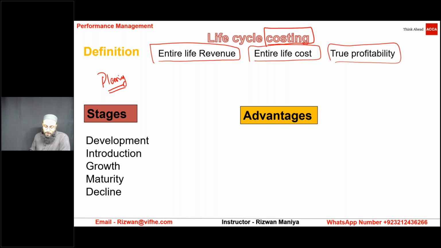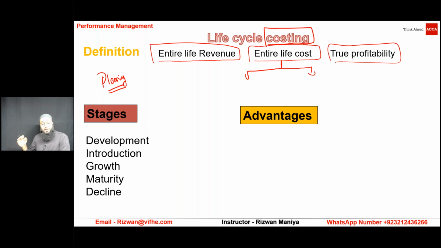So here I want to add one thing when I say entire life cost. Here the biggest confusion comes, and that is what kind of cost. So remember, my friends, you have to consider all types of costs that relate to the product.